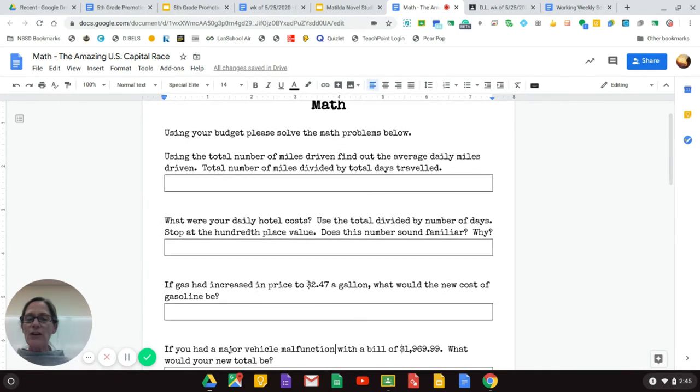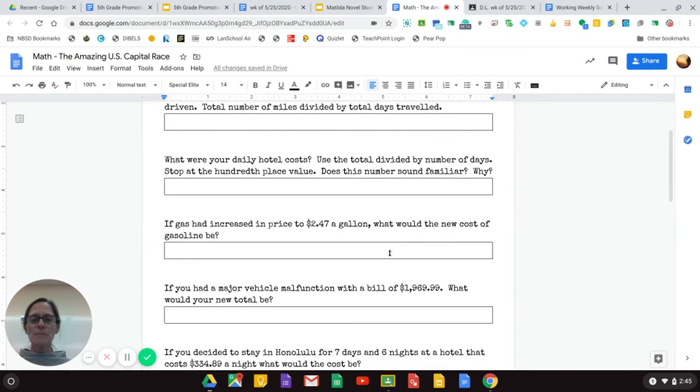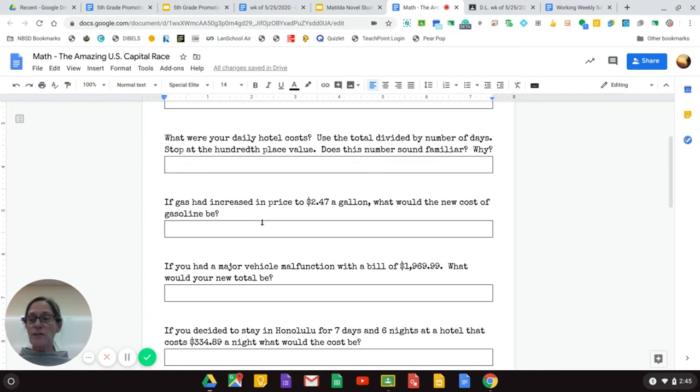What were your daily hotel costs? Same thing. The total of the hotel divided by the total number of days. And then think to yourself, does that number sound familiar? Where have you seen it before? Why? Give me an explanation. What if gas prices increased? Between now and the time you leave, gas prices went up. Now they're $2.47 a gallon. What would the new cost of your gasoline be? Use the total number of miles that you're driving. Figure it out the same way that the form figured it out.